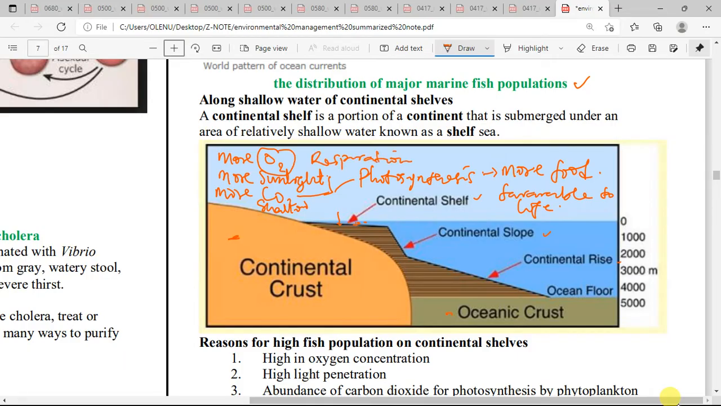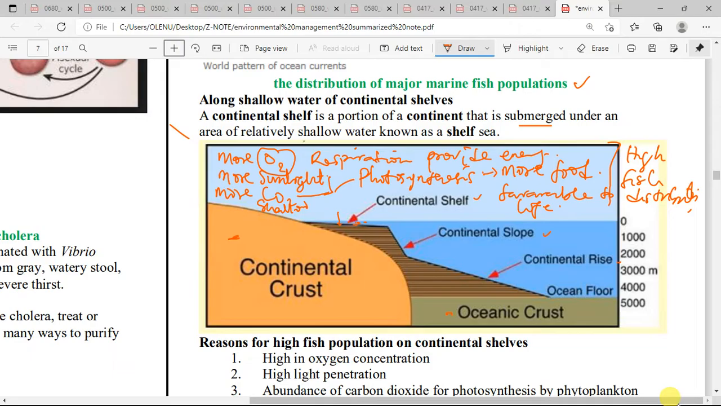And this respiration is used to what? Provide energy for organisms there. So if you look at around the continental shelf, because of this reason, that is why around the continental shelf there is high fish distribution.